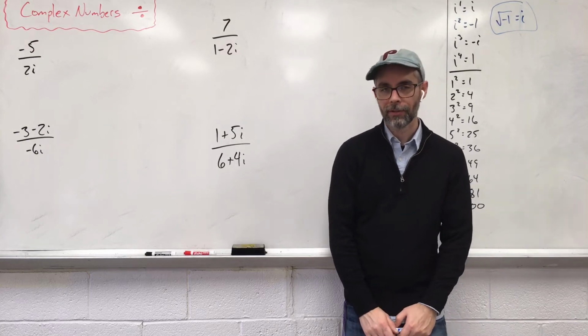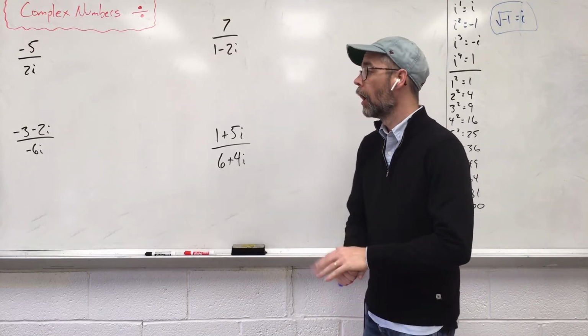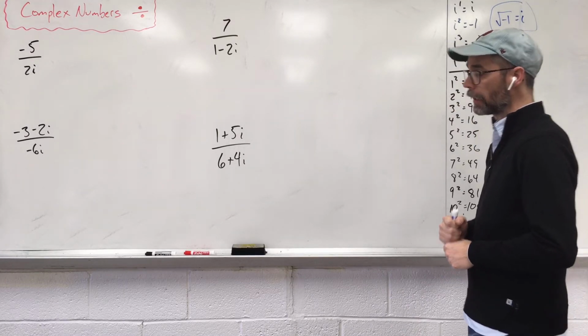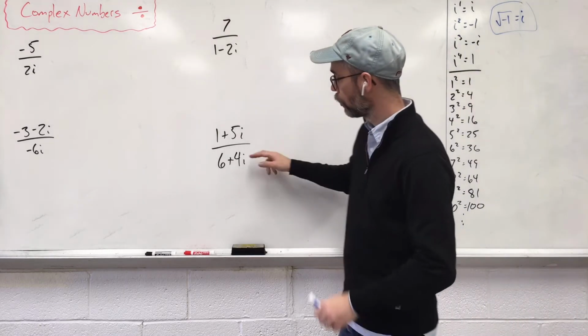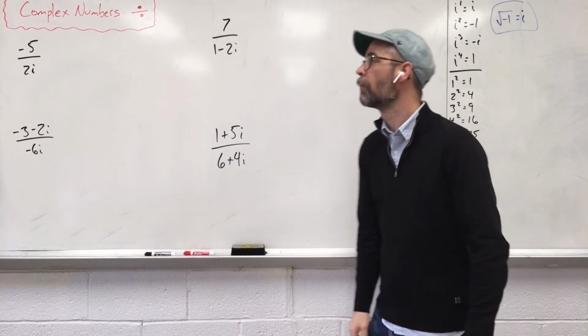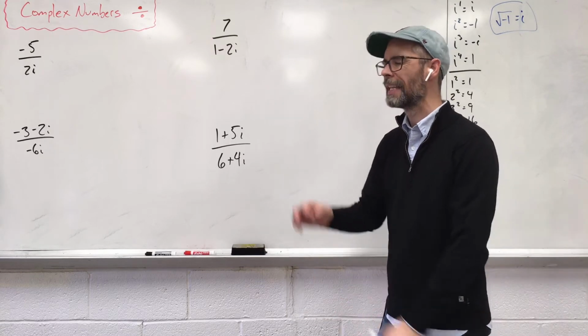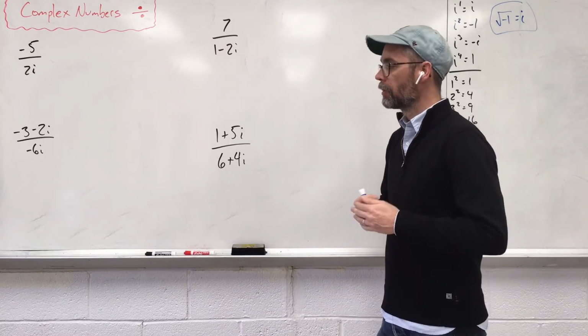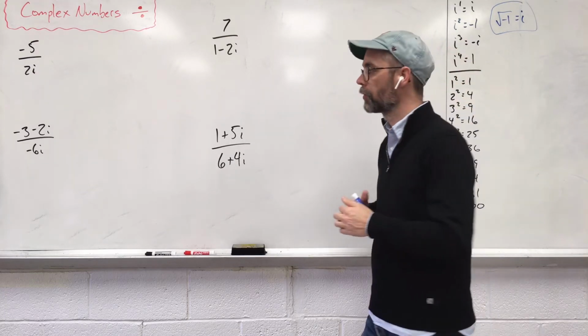And we're going to look at complex numbers and division. When we have division, we can't have a square root on the bottom. We're not allowed to have an i anywhere in the denominator of a fraction. So we need to rationalize the denominator. That just means get rid of the i downstairs.